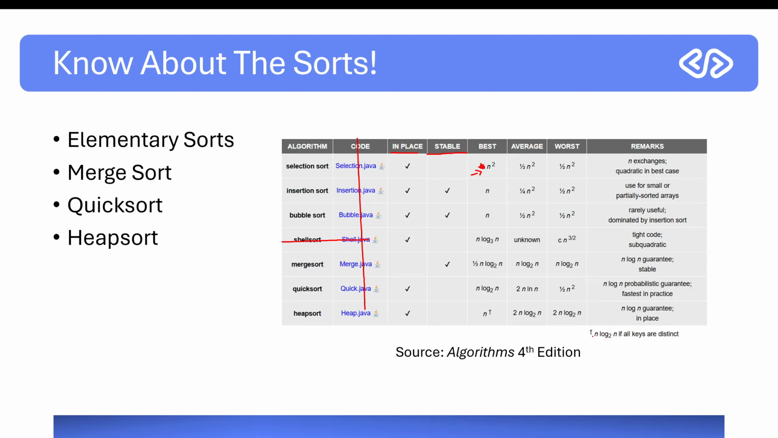And at the bottom, this is saying something about an assumption about keys being distinct. So that's for heap sort. Best case is linear time.